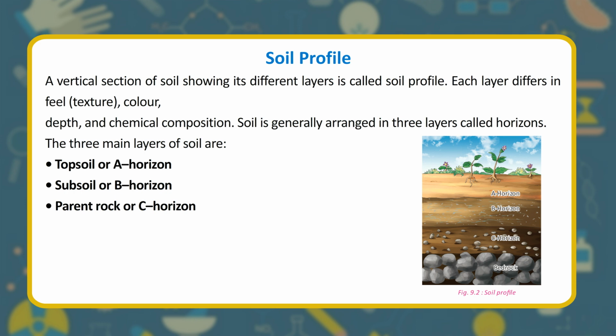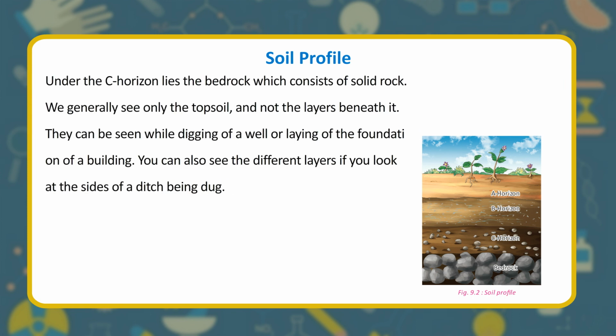Soil is generally arranged in 3 layers called horizons. The 3 main layers of soil are topsoil or A horizon, subsoil or B horizon, parent rock or C horizon. Under the C horizon lies the bedrock, which consists of solid rock. We generally see only the topsoil, and not the layers beneath it.